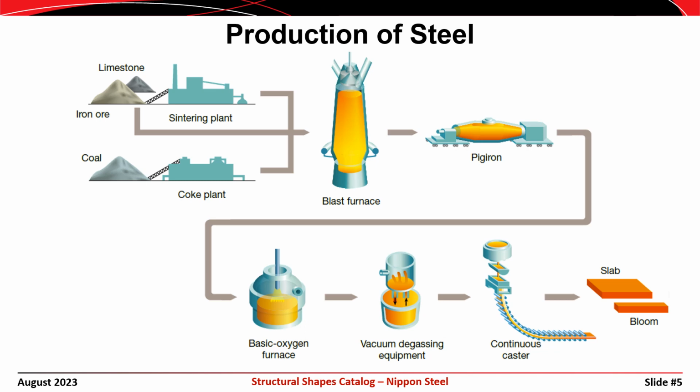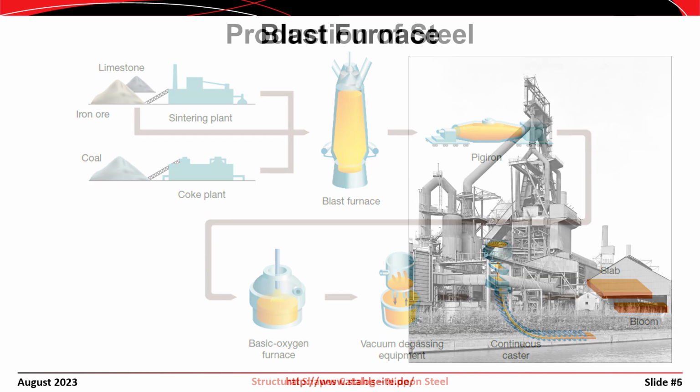Okay, coal goes into a coke plant. The coal is basically baked down to a product that is called coke that burns hotter than coal does. These are fed into a blast furnace, and out comes pig iron. The pig iron goes into a basic oxygen furnace where it's combined with alloying elements, and then it goes into a continuous caster and results in rough sections like a slab or a bloom.